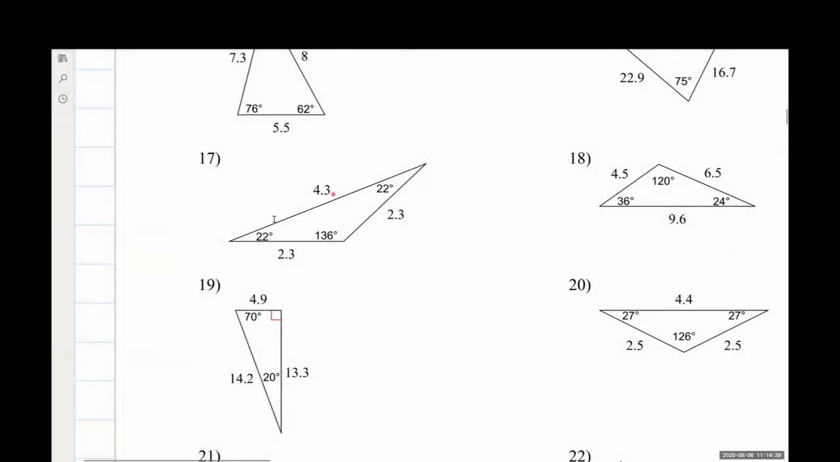So again, we'll start with the angles. Looking at the angles that we've been given, what are we noticing? Well, one of the angles is greater than 90 degrees. And that tells me right there that I have an obtuse triangle.